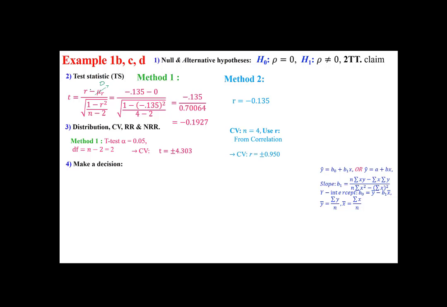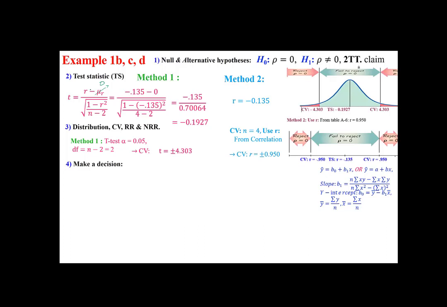So with that being the case, what happens now? Now we have to look at the graph and make a decision. Let's see how the graph looks. If you look at the t-distribution graph, critical values are negative and positive 4.303, and your test statistic is negative 0.1927, in the non-rejection region. So right then and there, don't reject H0. If you look at the r table, then critical values are negative 0.95 and positive 0.95, and the number negative 0.135 is somewhere in between. Same result.